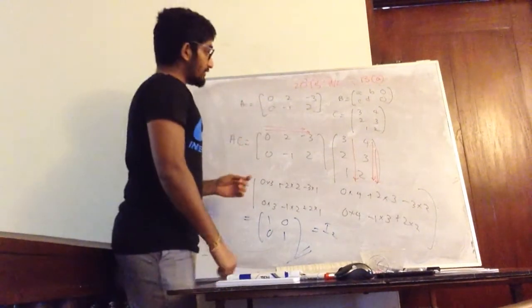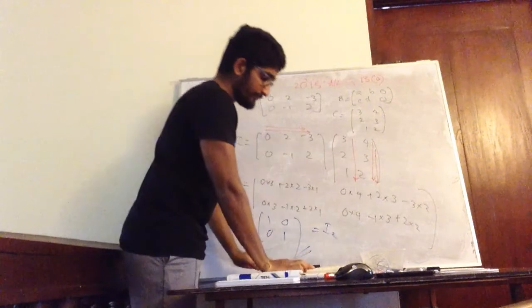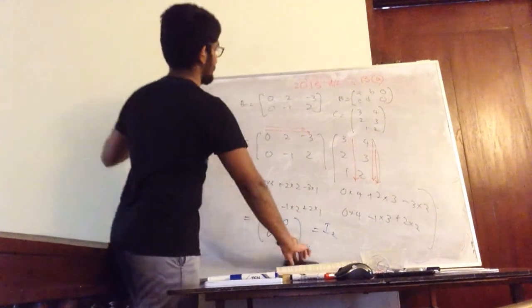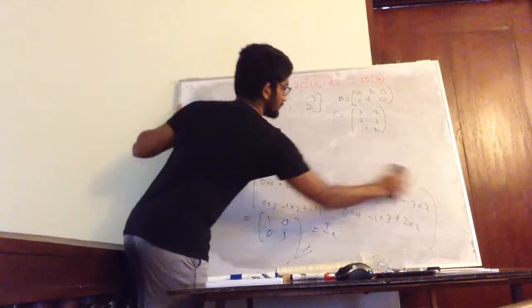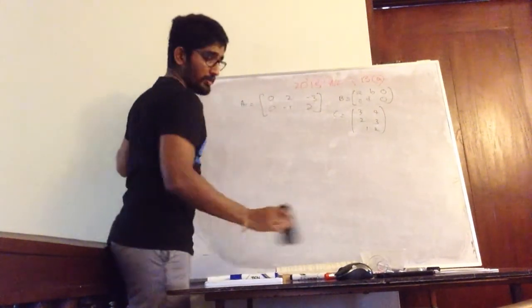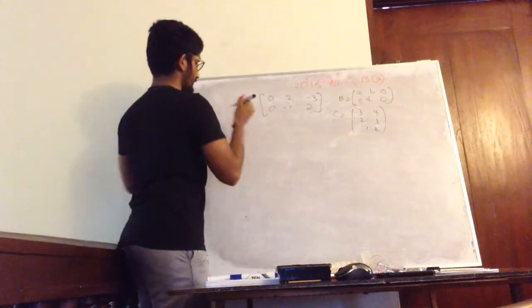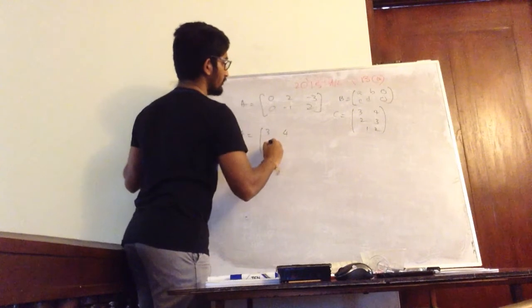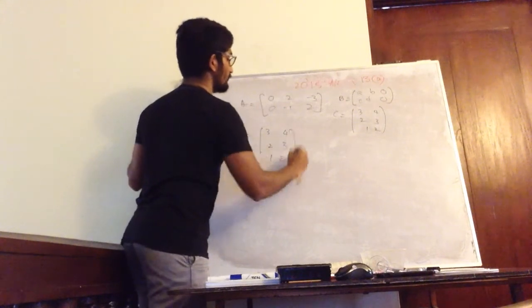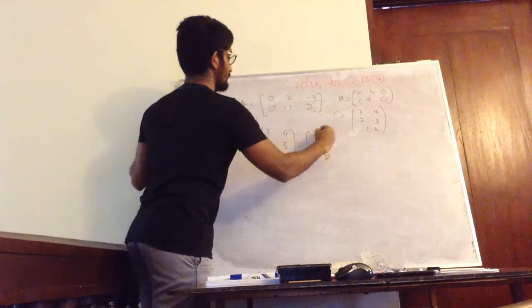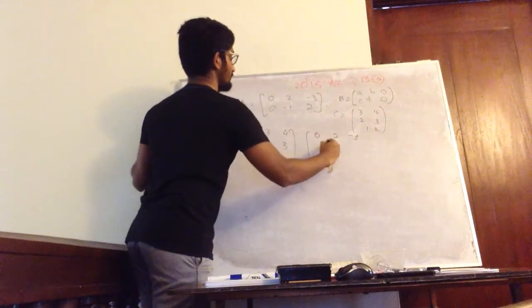Right. So then they are asking us to find CA also, or to find the product CA. So what is going to be CA? CA is going to be 3, 4, 2, 3, 1, 2 times A. What is A? 0, 2, minus 3, 0, minus 1, 2.